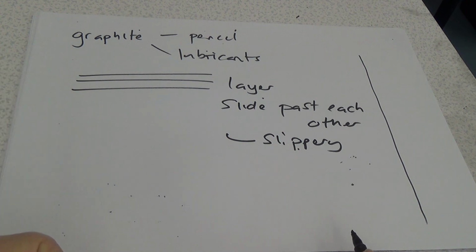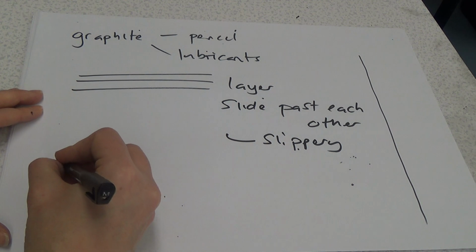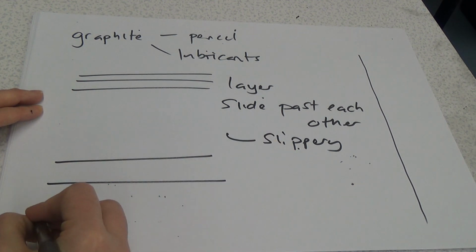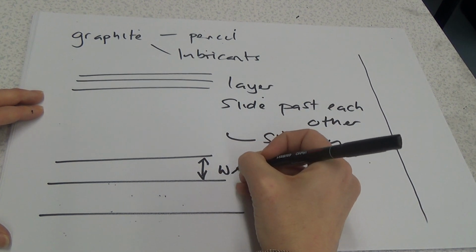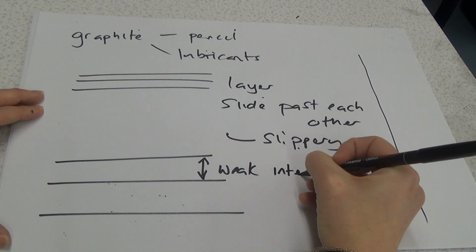Now, the reason why those layers have the ability to slide past each other is the fact that in between the layers are very, very, very weak intermolecular forces.